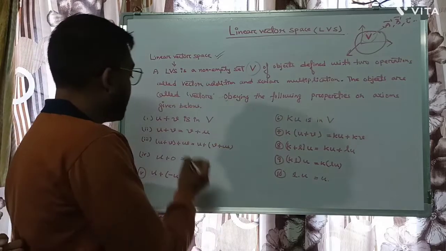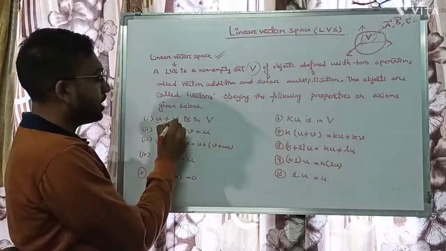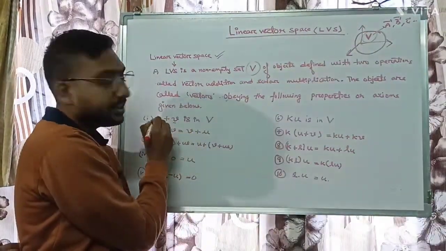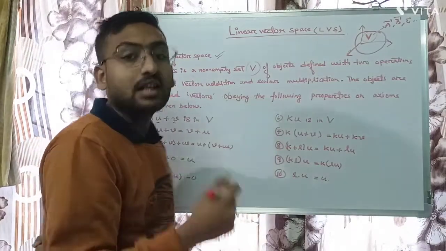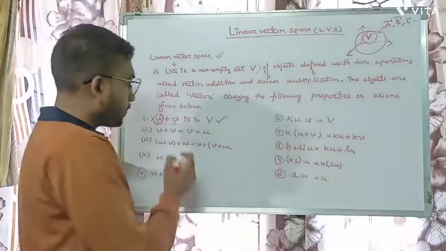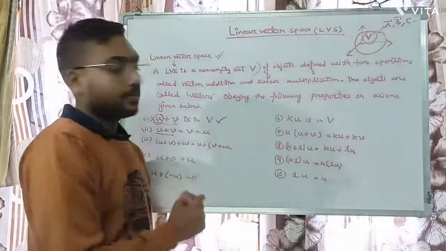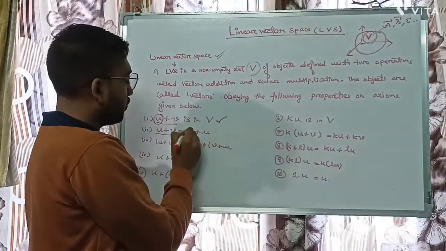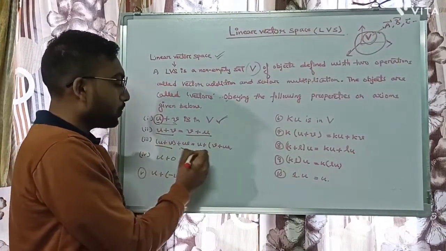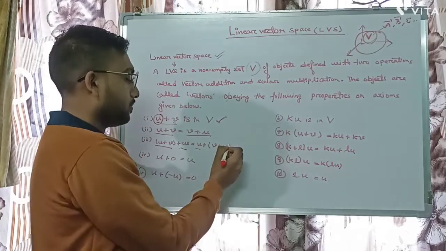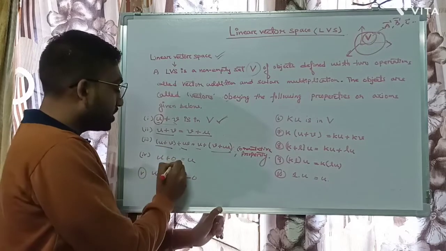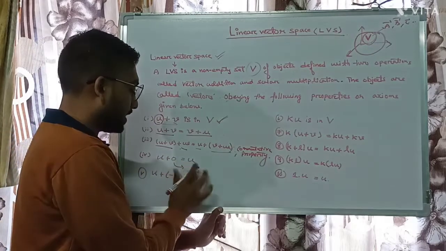The first property is that for any two vectors u and v inside the set V, the addition of these two vectors must result in a vector that is present in the set V. Also, the addition u plus v must be equal to v plus u. The third property is that u plus v plus w must be equal to u plus v plus w grouped differently. The fourth property says that there must be a vector called the zero vector.